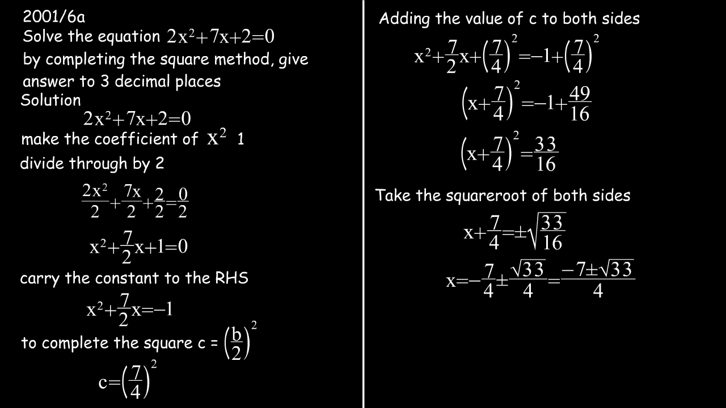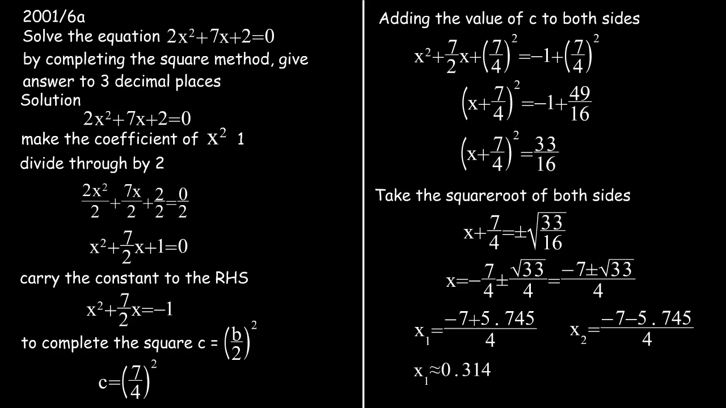So the value of our s1 will be equal to minus 7 plus 5.745, that is the value of root 33, divided by 4, and s2 will be equal to minus 7 minus 5.745 divided by 4. That is, we are taking each of the signs separately. Simplifying, s1 will be approximately 0.314 to 3 decimal places, and s2 will be equal to minus 3.186 to 3 decimal places.